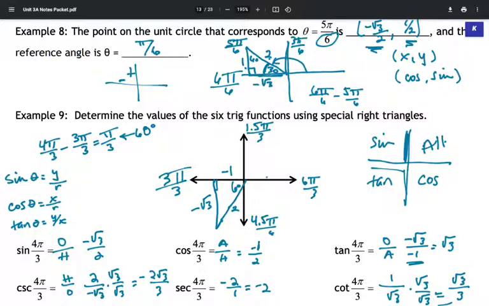So we have an acronym to help you remember it. All Students Take Calculus is a way to help you remember that. And so normally I'll just draw it like this, and I'll say All Students Take Calculus to help me remember which trig functions are positive in each quadrant.